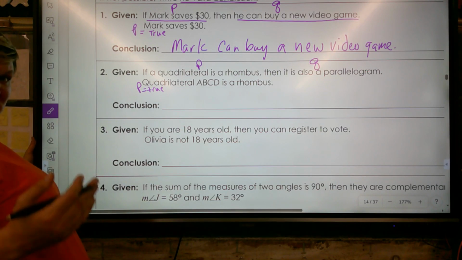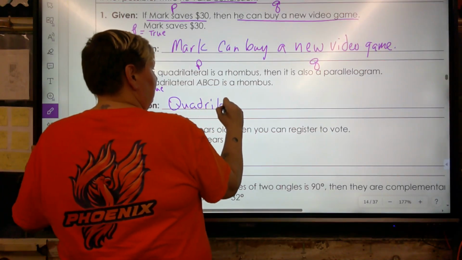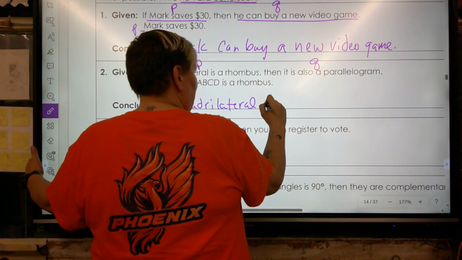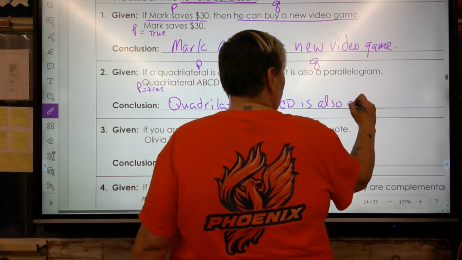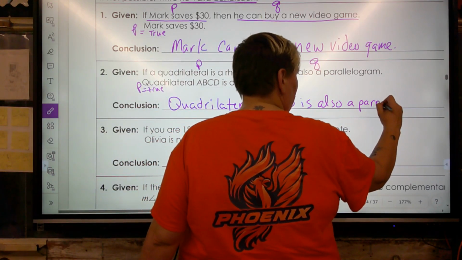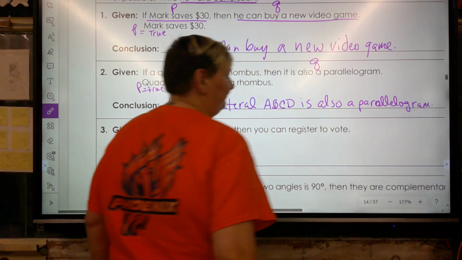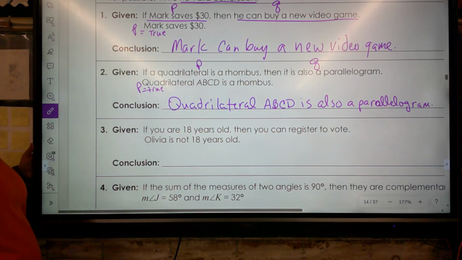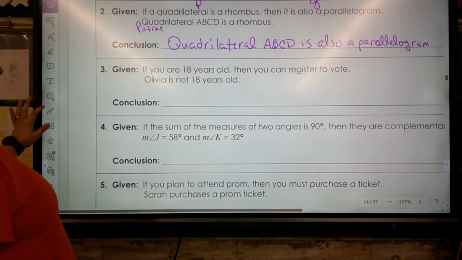They gave us the evidence. We can conclude that quadrilateral ABCD is also a parallelogram. That's the conclusion we can draw based on the evidence we were given. All right.